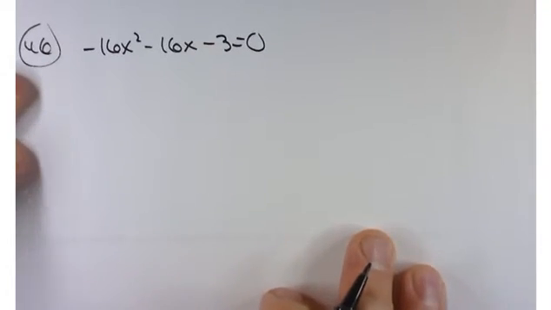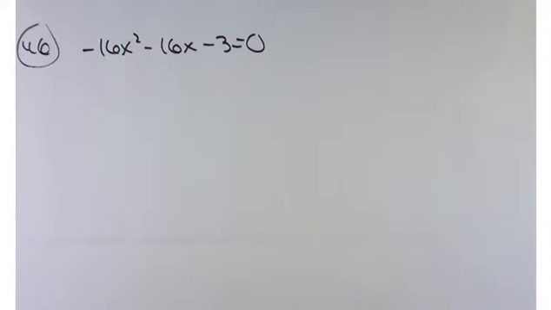Problem number 46. Is that a -16 out in front of that thing? Yes. All right. So -16 x squared minus 16x minus 3 equals 0. Any suggestions before we even get started doing anything on this problem?